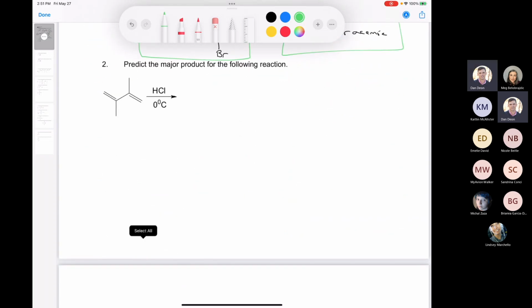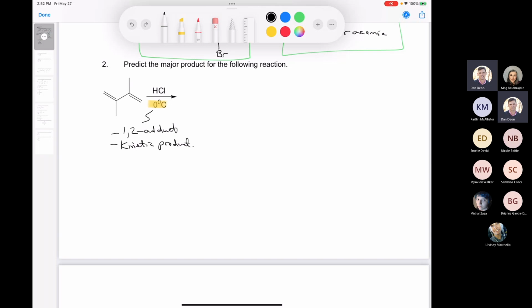All right, next one, it says predict the major product for the following reaction. Remember that when we do the addition of HCl across a conjugated diene at 0 degrees Celsius, it means that our major product will be the 1,2 adduct, or what we call the kinetic product. Now keep in mind that this diene is symmetrical, so it doesn't matter if you add the proton on this double bond or that one, you end up with the same thing either way.